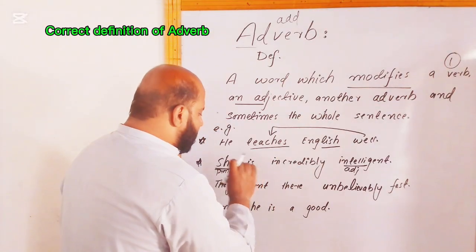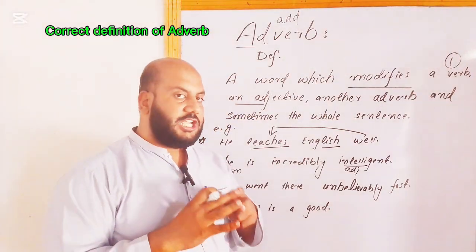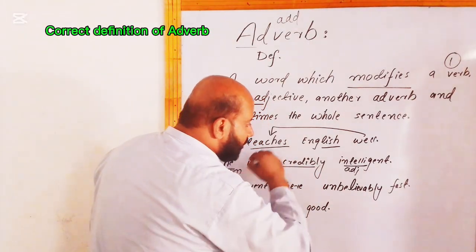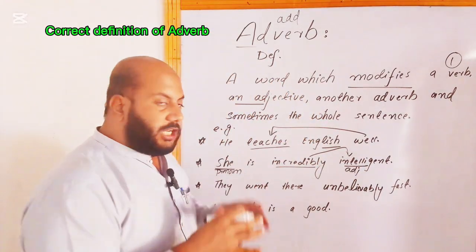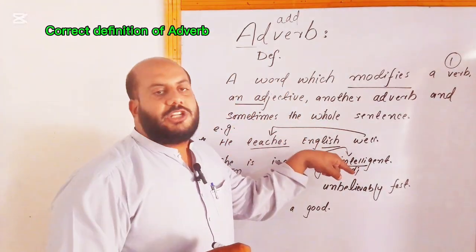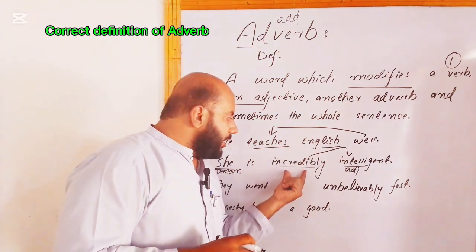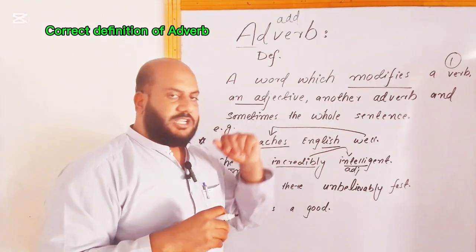Now keep in mind, she is incredibly intelligent. How intelligent is she? This word will tell us. She is incredibly intelligent. This incredibly talks about intelligent. She is intelligent, but incredibly intelligent. So this word incredibly talks about an adjective. So we call it adverb, because adverb also talks about adjective.